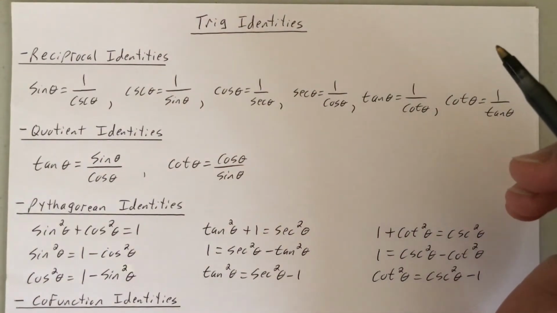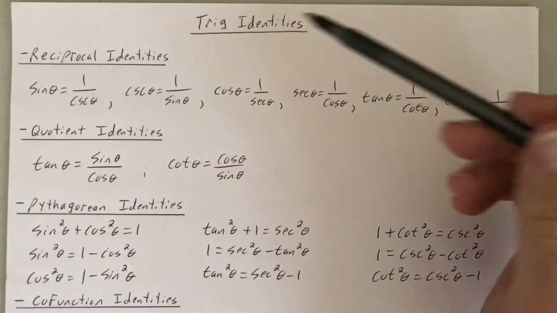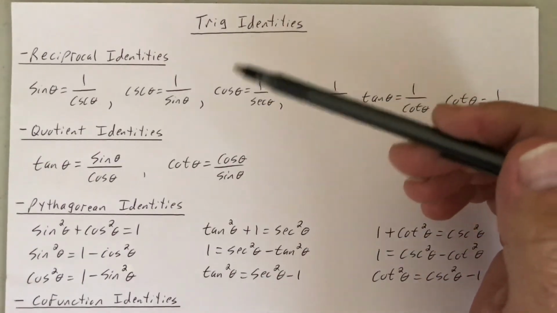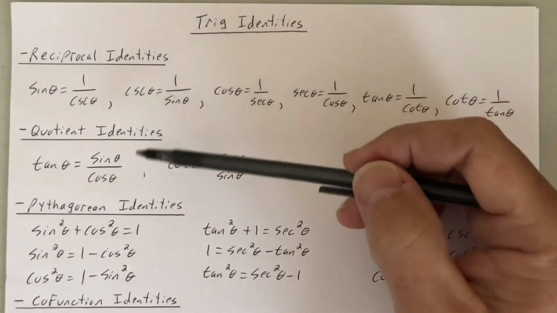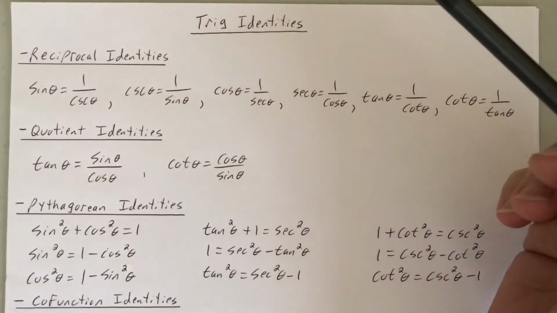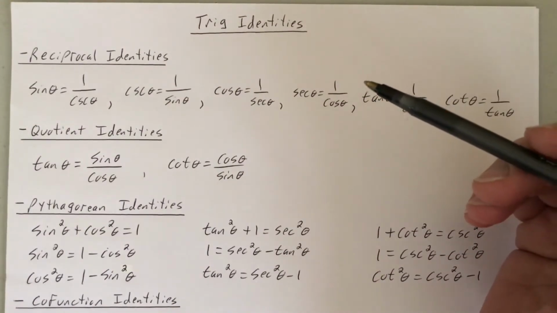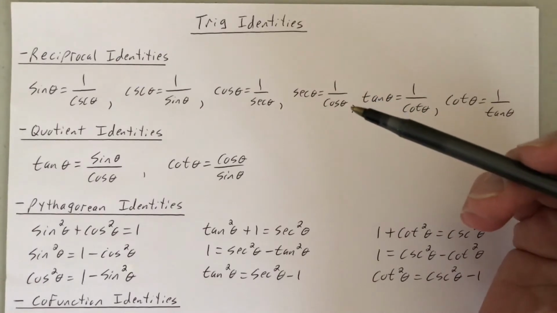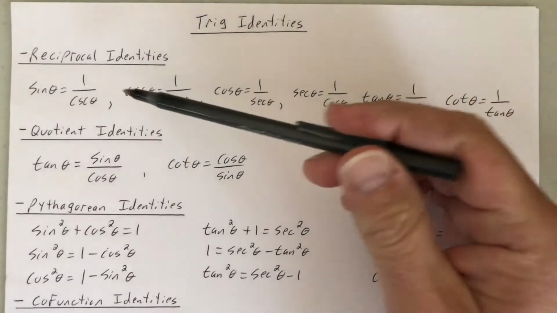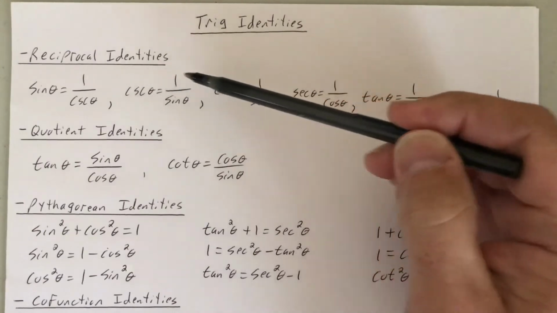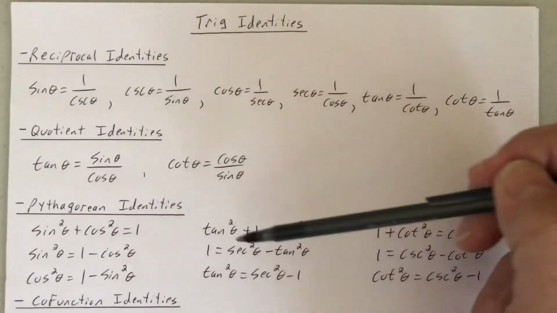Hi guys, we're finally going to tackle these trig identities. So you can see here I have a list broken up into the categories of the different identities. And what we're going to do with these identities, we're going to simplify trig expressions, and then we're going to verify trig identities.